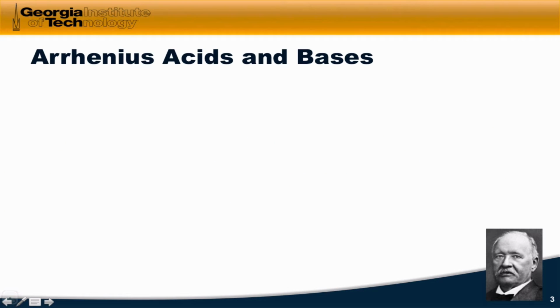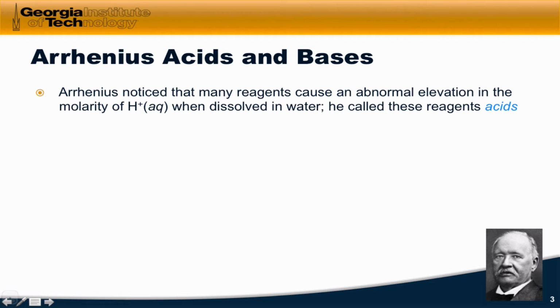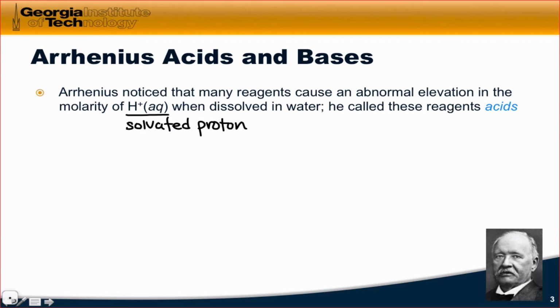So Arrhenius's definition of acids and bases was one of the earliest. One thing he noticed experimentally was that many reagents cause an abnormal elevation in the molarity of H+ aqueous when dissolved in water. A brief comment before getting into acids about the nature of this H+ aqueous species. You'll hear me refer to this as the solvated proton, and you'll also see this written as H3O+, which is conceptually equivalent to H+ aqueous, but helps us appreciate the fact that the proton is not free on its own. It's bound in some sense to one or more water molecules.